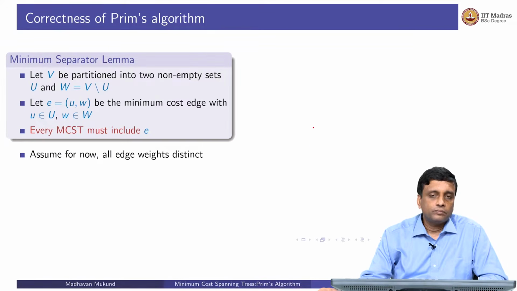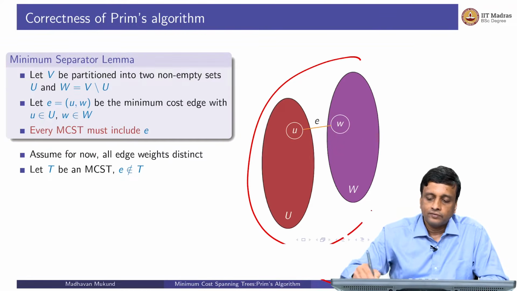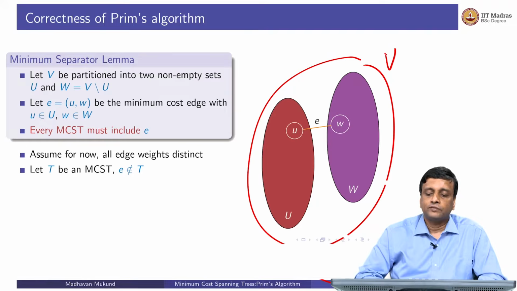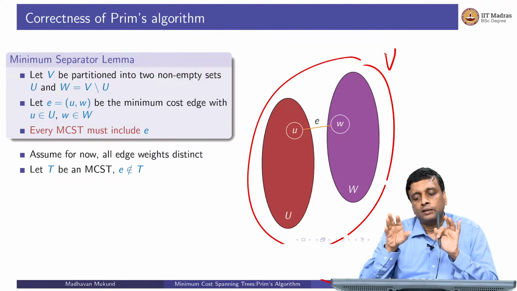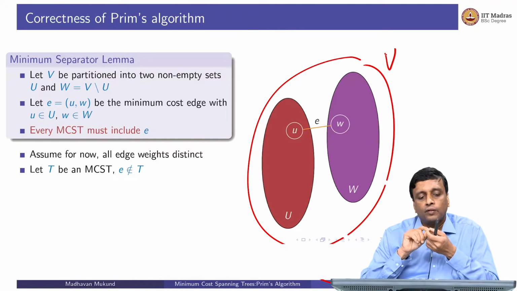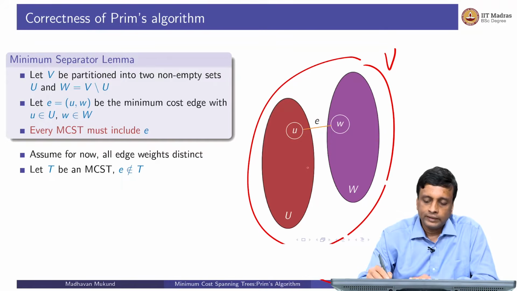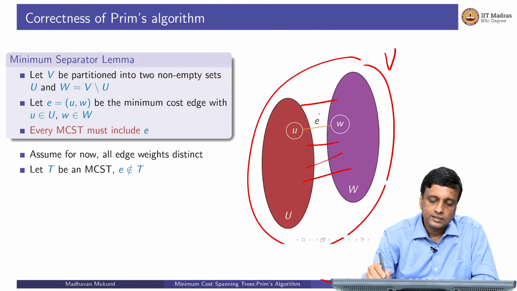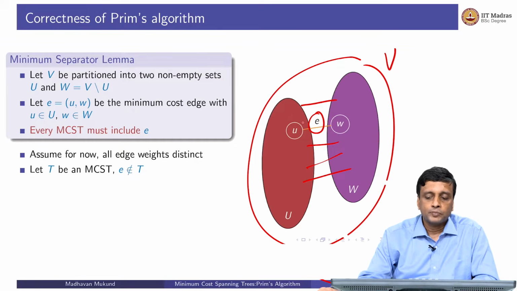So let's assume for simplicity that all the edges have different weights. So all edge weights are distinct, right? So this is the picture now. So my entire set of vertices, so this whole thing is my entire set, capital V. This is my set of vertices, and it is split into two parts, right? One part capital U and one part W, and I have an edge going from capital U to capital W of minimum weight. So I might have many different edges here, right? And among these, this is the smallest one. So the claim is that this must be part of every minimum cost spanning tree, right?